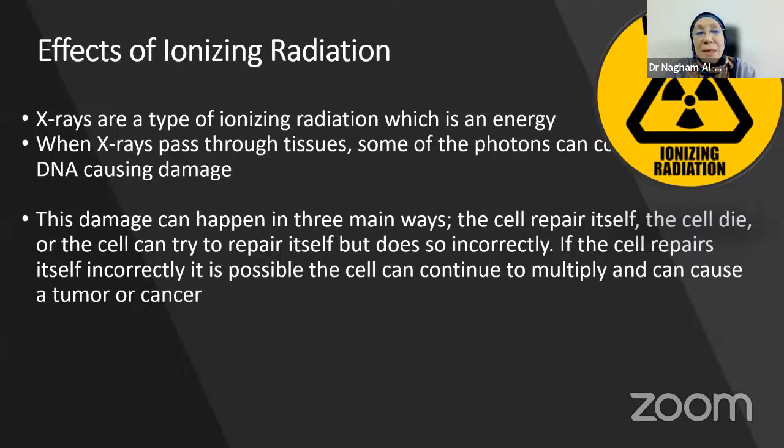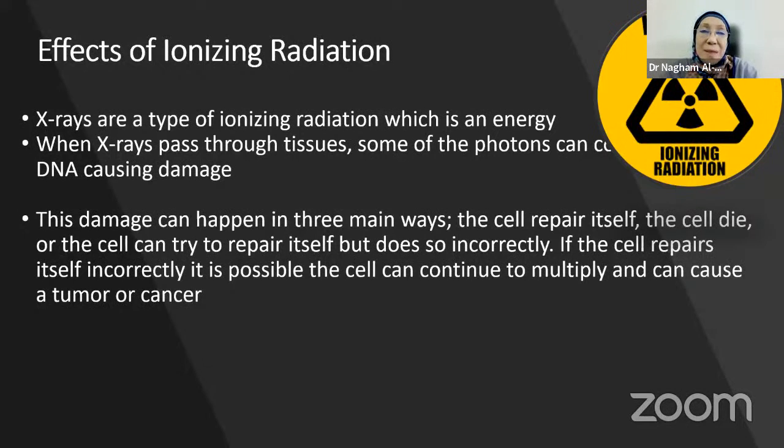What is X-ray really, and why should we care about ionizing radiation? X-ray is a type of ionizing radiation that is an energy. When the energy passes through the tissue, some of the photons in this energy could collide with the DNA material of the cell, and this collision results in damage.